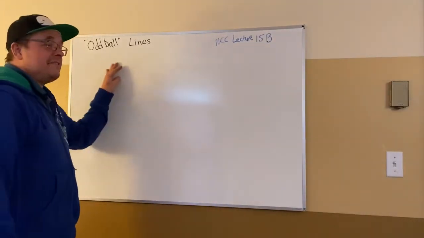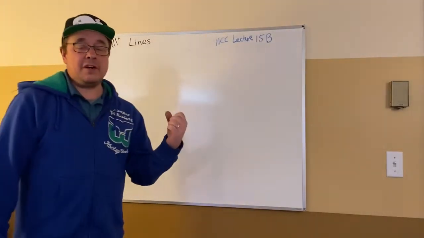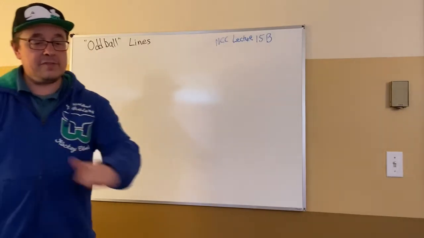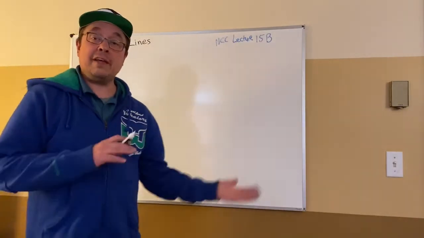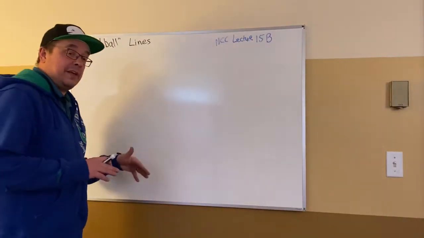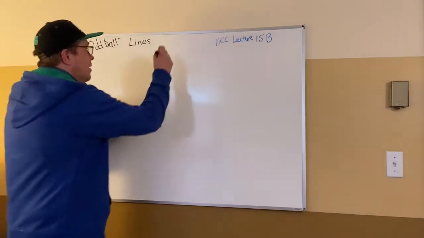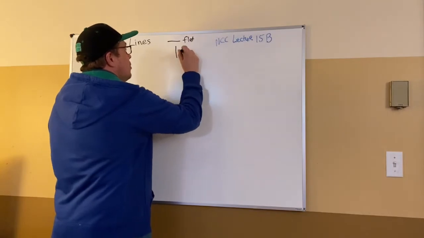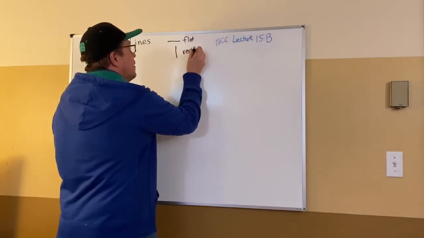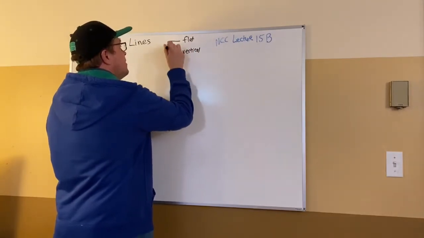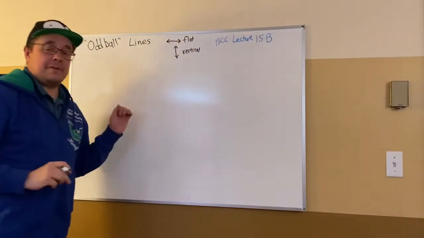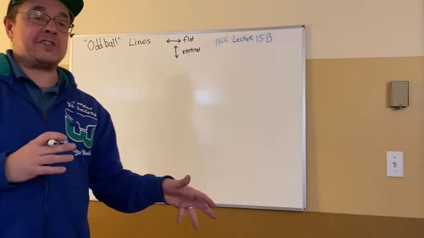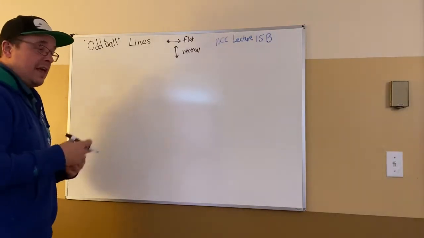So I have this thing called oddball lines because they don't slope. Sloping lines will go downhill or uphill, but they make a hill. Oddball lines don't make a hill. You got two kinds of oddball lines. We have this one, which is a flat line, and we have this one, which is a vertical line. Those are the two oddball lines because they don't use the regular process for finding slope all the way to getting a fraction. Something comes along and messes it up.